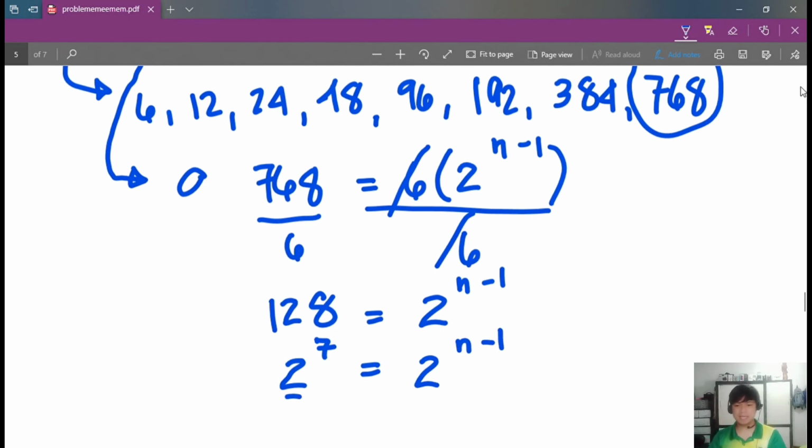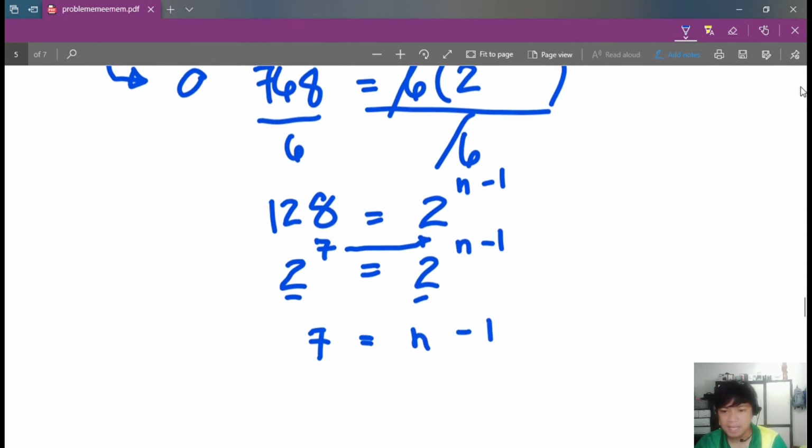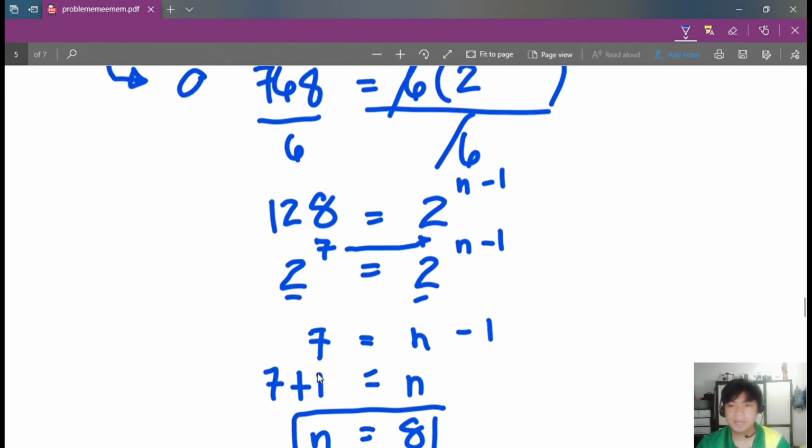Since the same na yung base natin, ang equate na lang natin itong dalawa, 7. So magiging, the same naman yan, equate na lang natin yung power. So that is 7 is equal to n minus 1. Para makuha yung value ng n, lipat na lang natin yun sa kabila. Negative 1, ilipat sa kabila, that's 7 plus 1 is equal to n. So, n natin is equal to 8. So, yan na yung ating answer by using the formula.